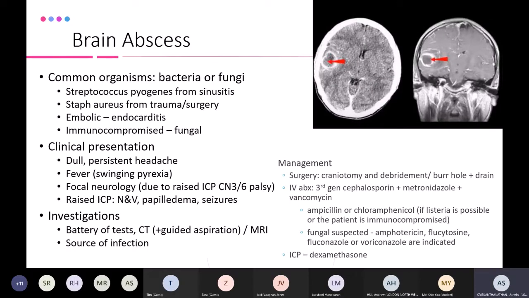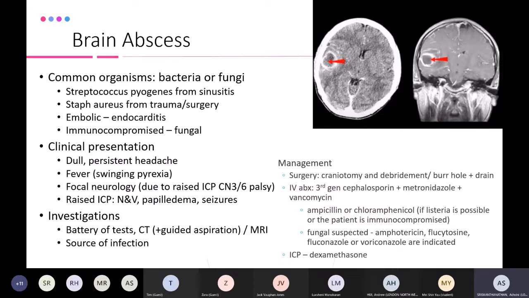Cool. And then just going on to brain abscesses. So common organisms are your Strep pyogenes from sinusitis, and Staph aureus from any sort of trauma or surgery that you may have had. If it's embolic, so if you've got endocarditis, it's thrown off an unfortunate ball of bacteria. And if they're immunocompromised, especially patients with HIV, for example, you can also get fungal causes too.